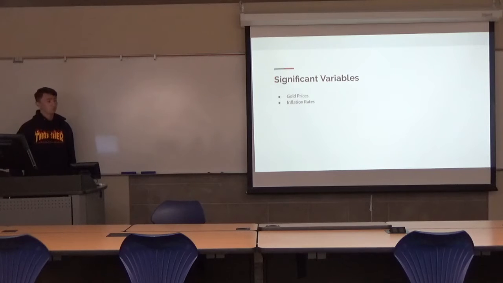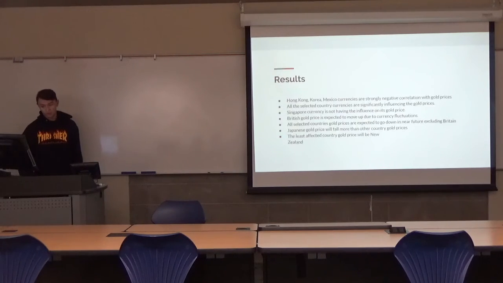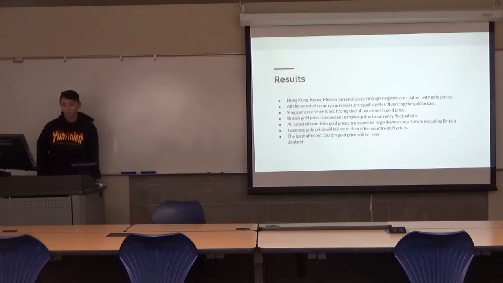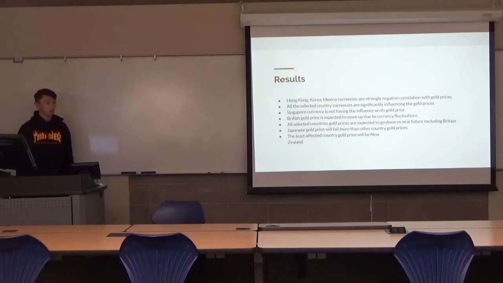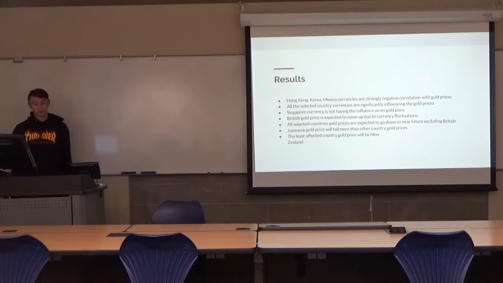And then the significant variables in the study were gold prices and inflation rates. The results they found were that Hong Kong, Korea, and Mexico currencies have a strongly negative correlation with gold prices, and all the countries' currencies are significantly influencing the gold prices. And Singapore is the only country whose currency is not having an influence on its gold price.